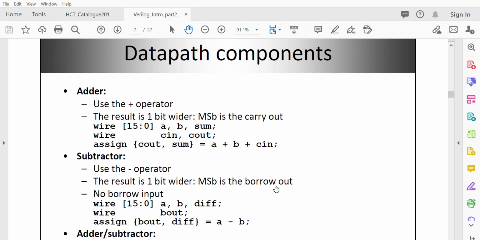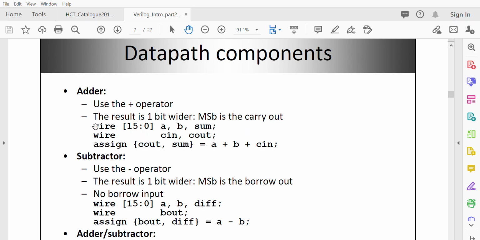The most basic modifier is the adder. Addition, like regular arithmetic addition, uses the plus operator. The result is 1 bit wider. The MSB is the carry out.